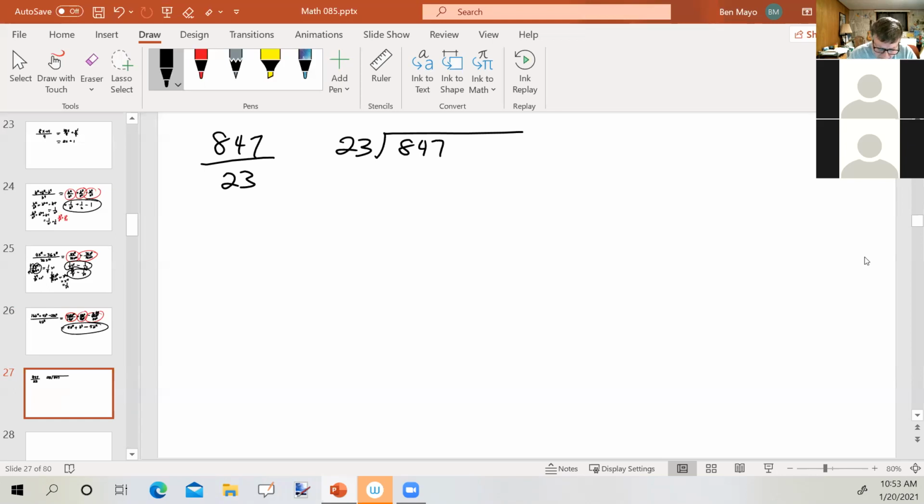Let's see. It goes in once, twice, 3, 4. It doesn't go in 4 times. It goes in 3 times. So we put a 3 up here. What do we do next? Anybody? Do you not remember, or you just don't want to speak today?